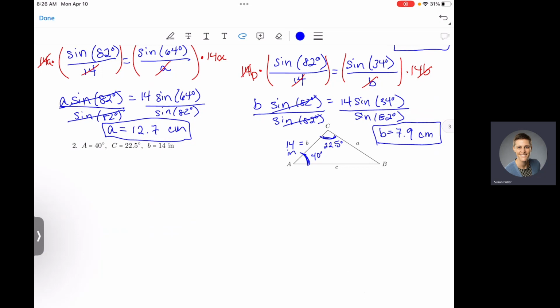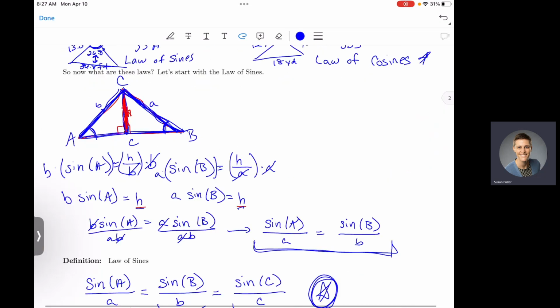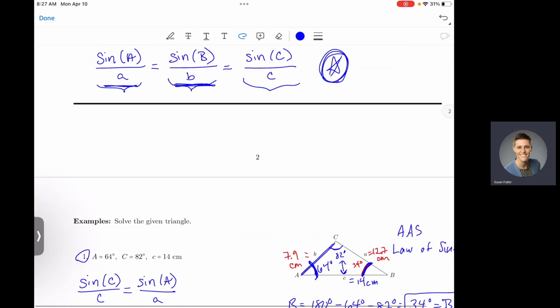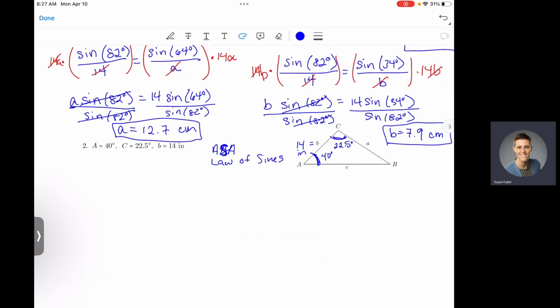So because we are given two angles and the side between them, we are in an angle-angle-side. Just kidding, not angle-angle-side. It's an angle-side-angle situation, and this is law of sines. If you're less sure, come back up to our handy dandy table. Angle-side-angle is law of sines. Now, when you look at this directly, we aren't given a complete ratio. I don't have an angle and a side opposite it.